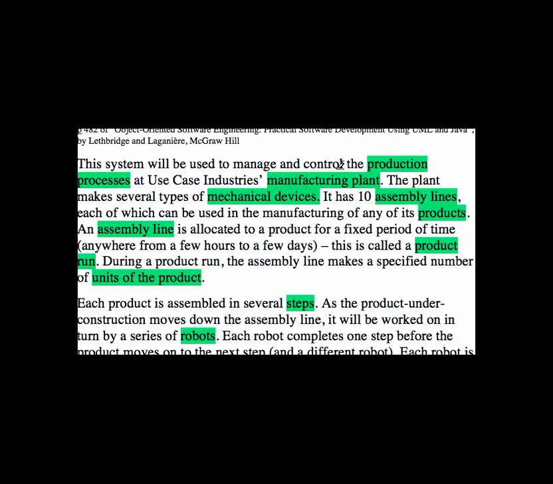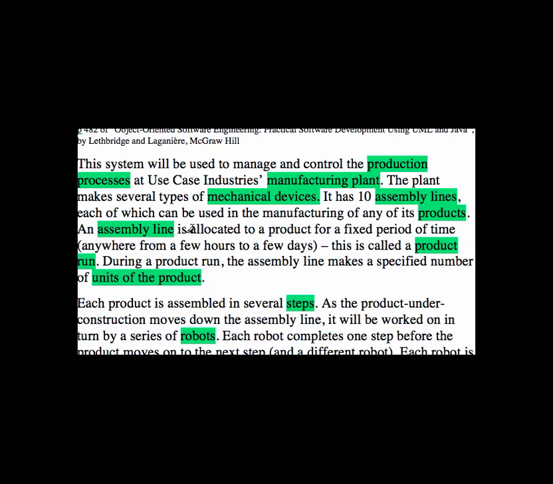The plant makes several types of devices, has 10 assembly lines. You know what? The number of assembly lines might be an attribute, but it's probably also going to indicate that's an association. Each of which can be used in the manufacturing of any of its products. Not that many attributes there. An assembly line is allocated to a product. You know what I'm going to do? I'm going to start thinking about associations because I'm seeing lots of associations here.